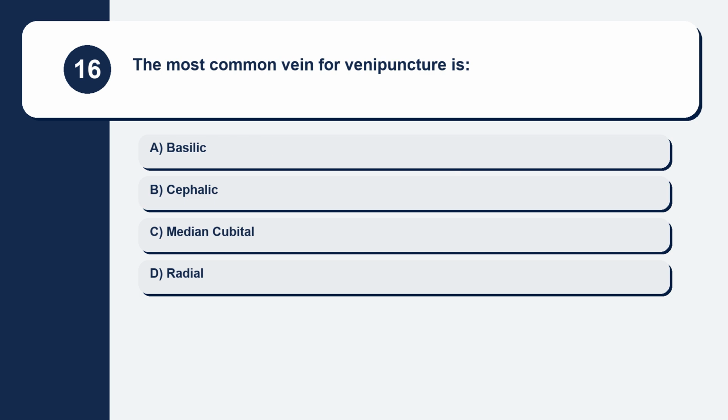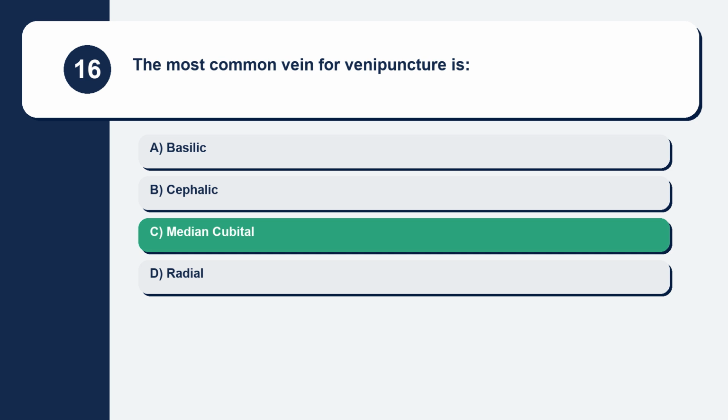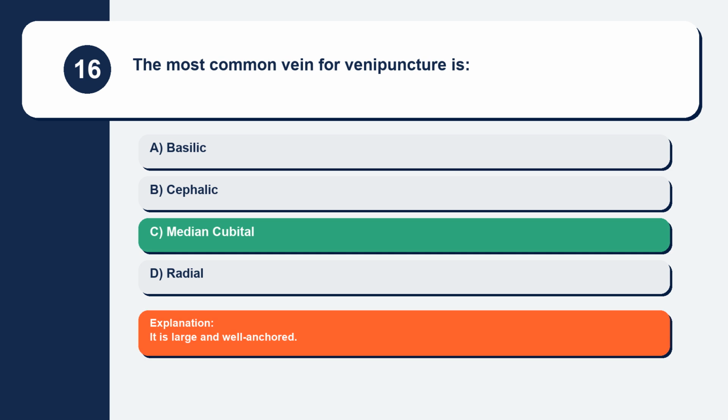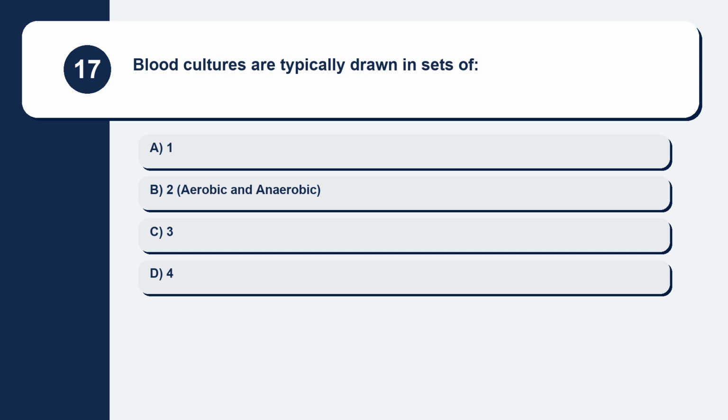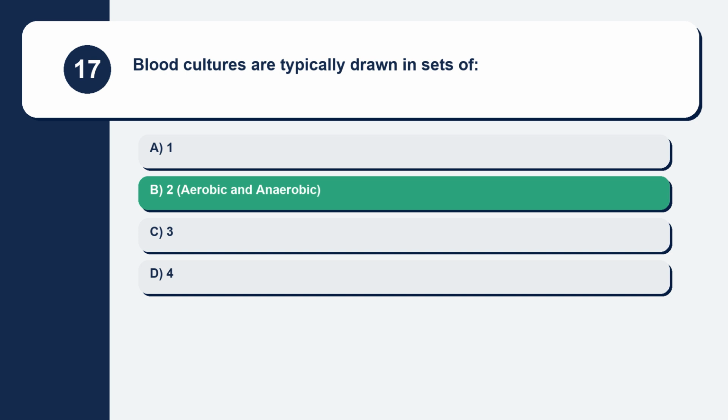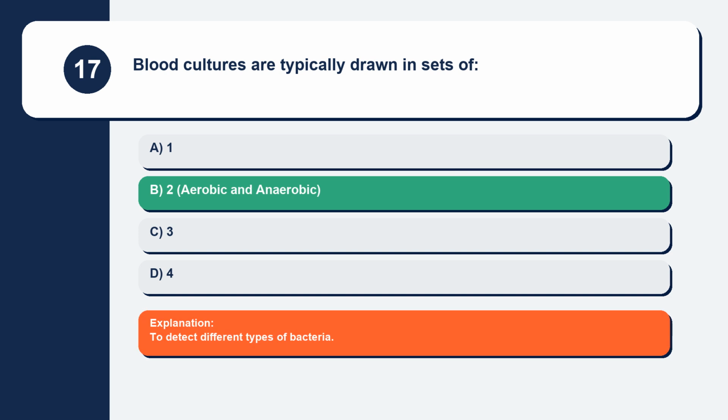Question 16. The most common vein for venipuncture is basilic, cephalic, median cubital, radial. It is large and well anchored. Question 17. Blood cultures are typically drawn in sets of 1, 2 aerobic and anaerobic, 3, 4. To detect different types of bacteria.